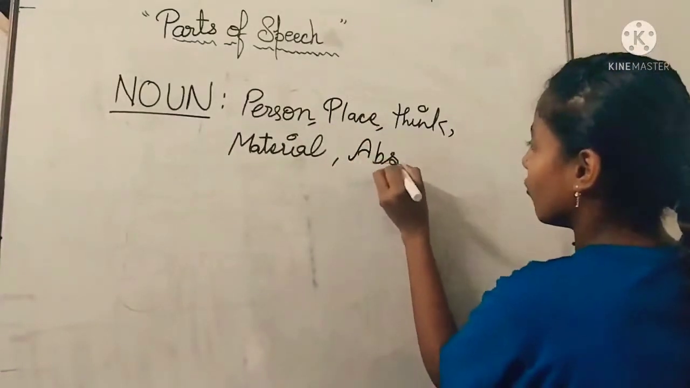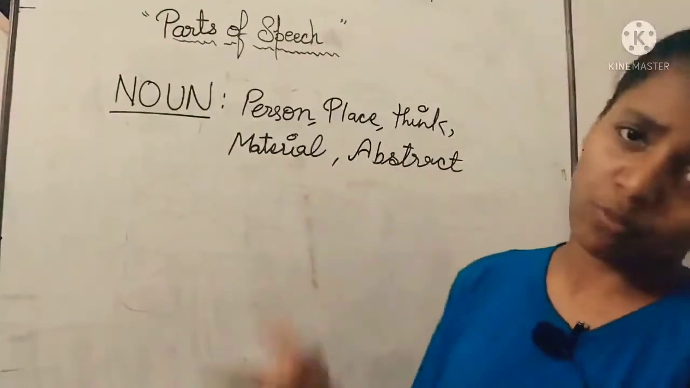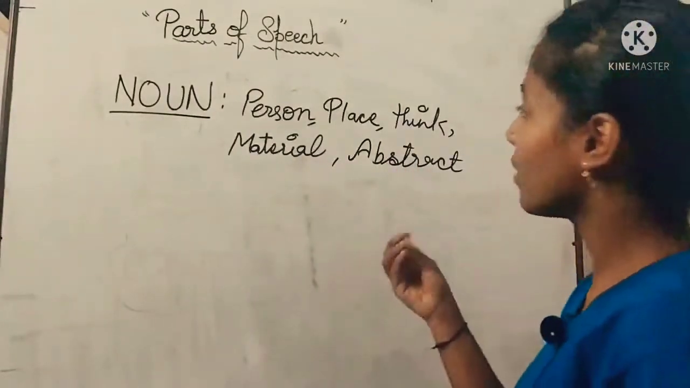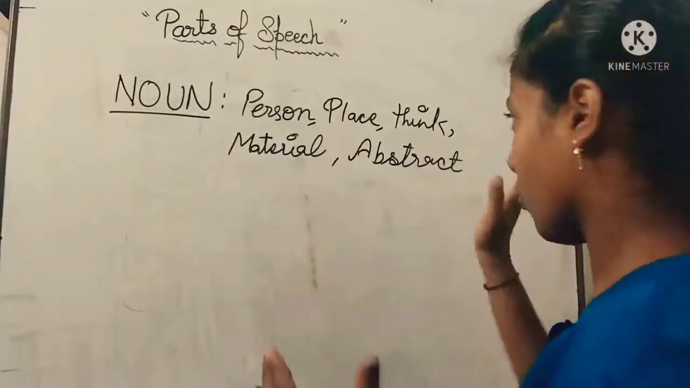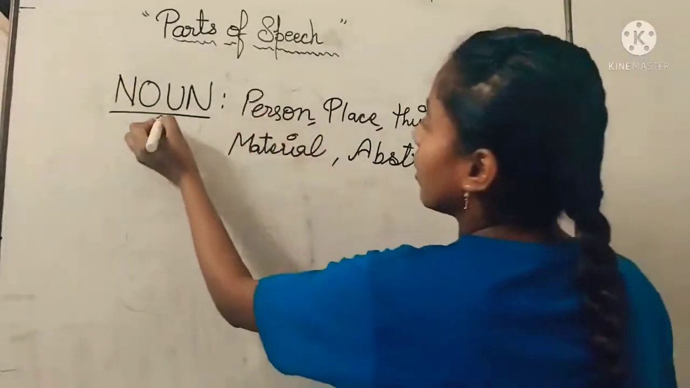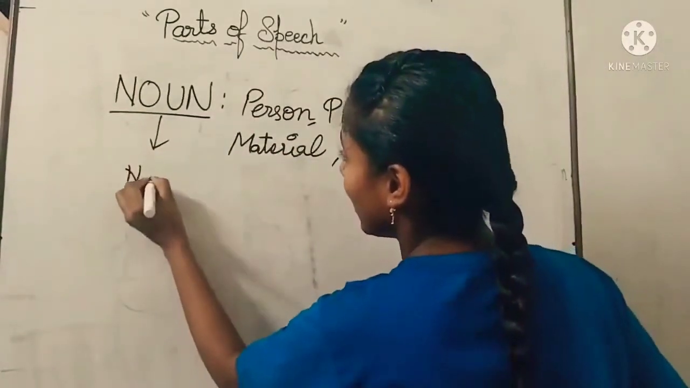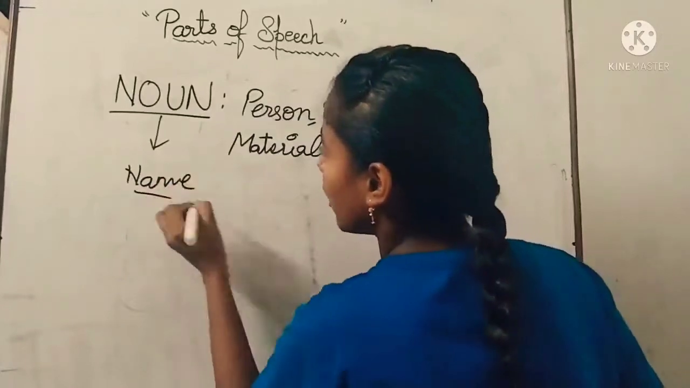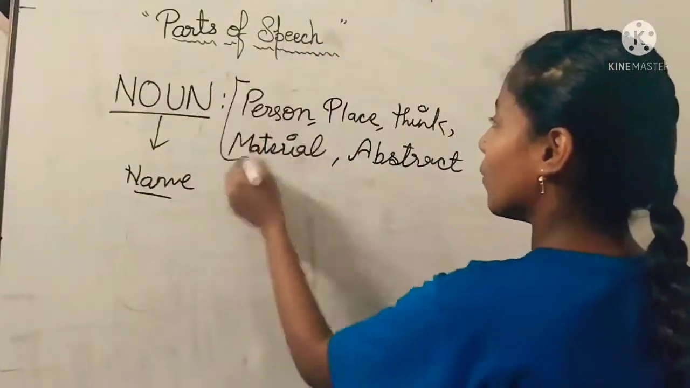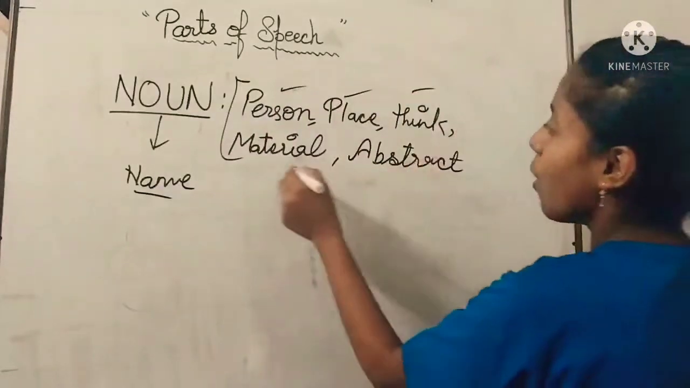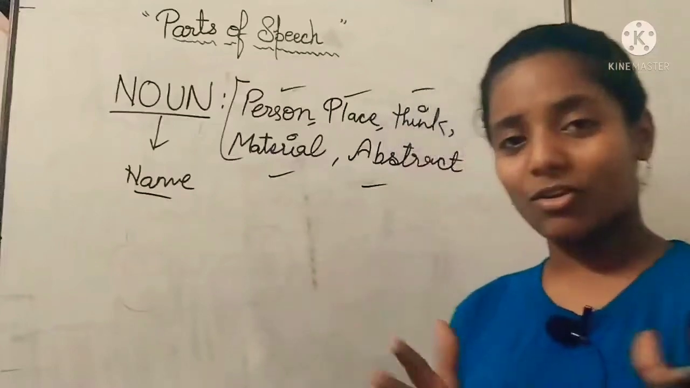Any abstract feeling. Would you like to write abstract or feeling? You can, as per your interest, write whatever you want. Now see, noun simply refers to the name of anything. We can write and indicate noun as name. Now, noun is the name of any person, place, thing, material or an abstract feeling. Hope this much is clear to you.